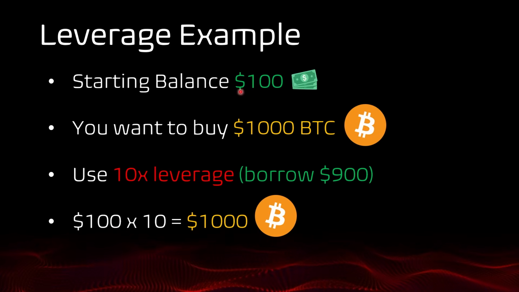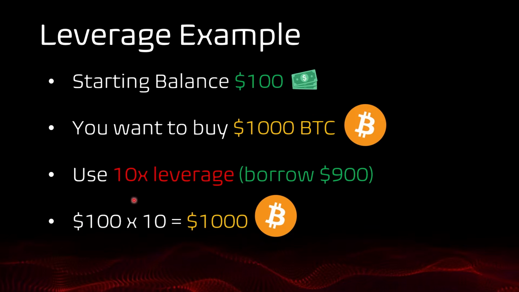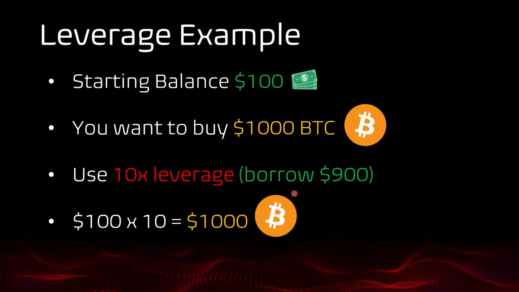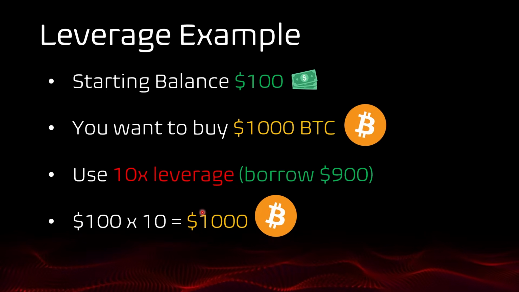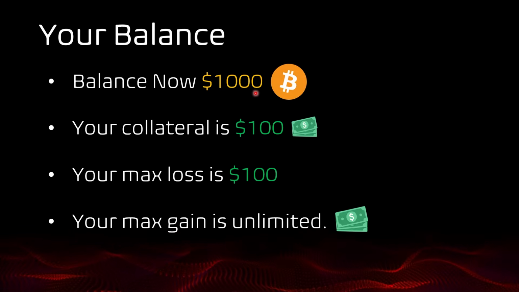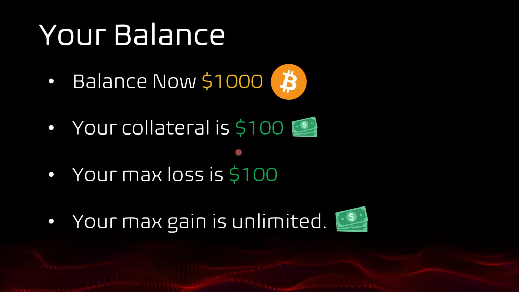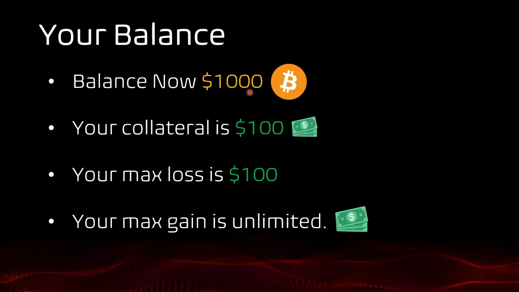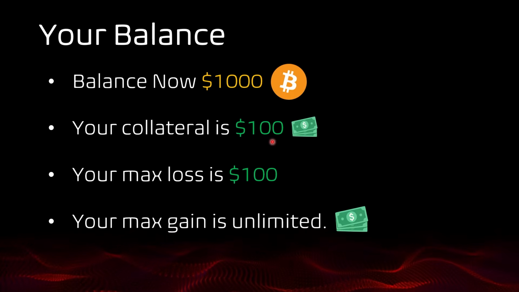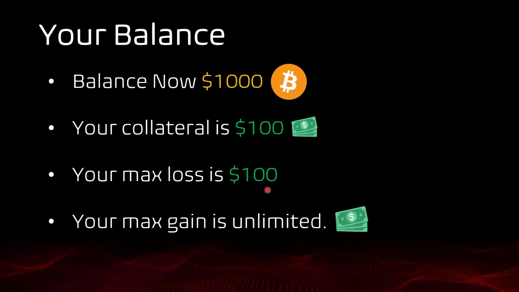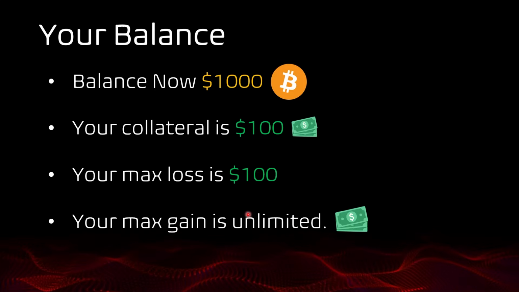Remember, we started with just $100, we wanted $1,000, and we used 10x leverage. We then borrowed $900 when we hit the 10x leverage button, and now we have $1,000 worth of Bitcoin. Now, with $1,000 worth of Bitcoin, we have to remember our risk. Our risk is the $100 that we initially put in. Remember, the entire $1,000 is not ours. It's only our $100 that we previously had. So when we enter the trade, our max loss is going to be $100. That's because that's all we've deposited. But on the flip side, our max gain is nearly unlimited.